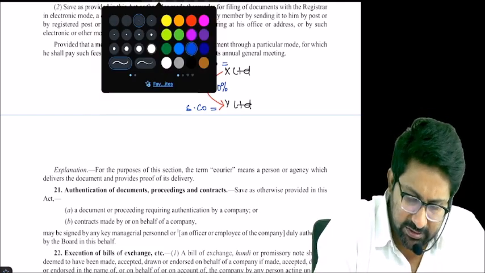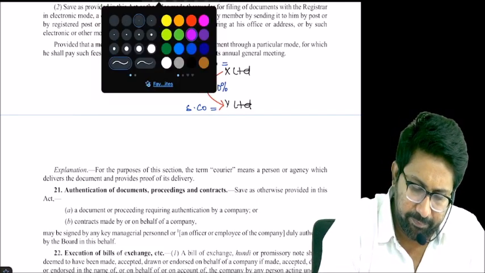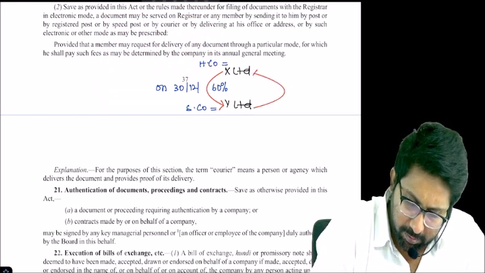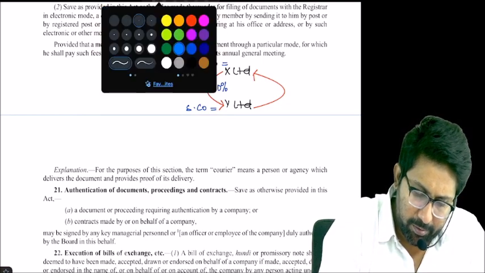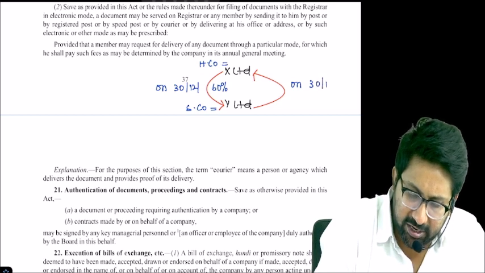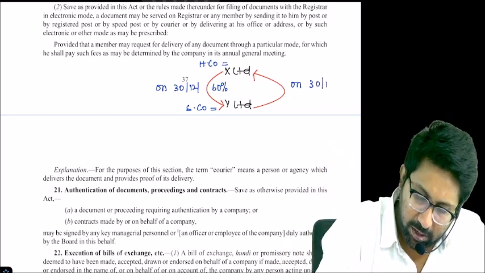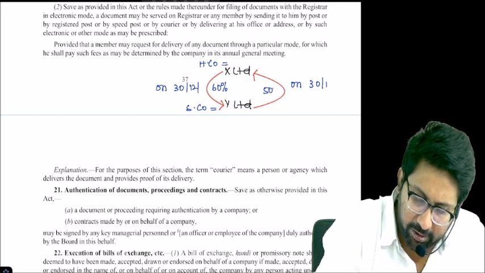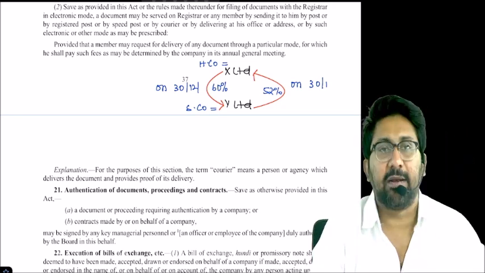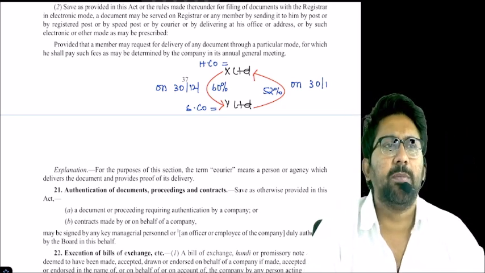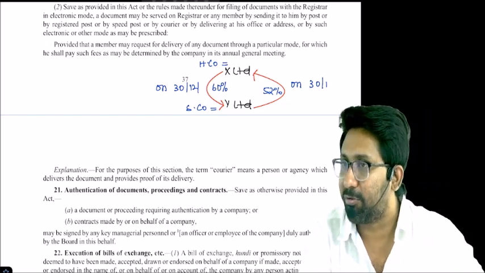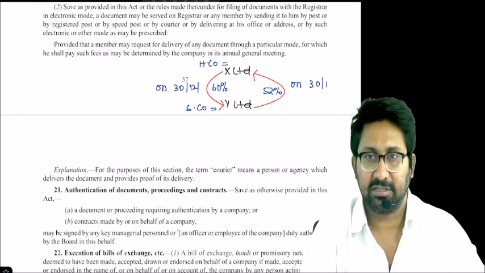Now the problem is, like this it happened. On 30th Jan 2023, Y Limited started holding 52% in X Limited. Now automatically who will become the holding? Y Limited will become the holding. That is impossible. Like this it cannot be. This hybrid relation can't exist.